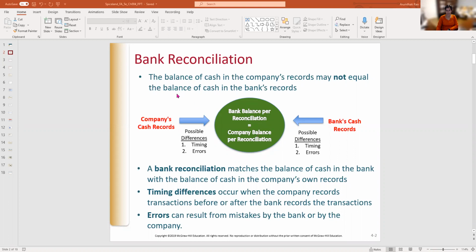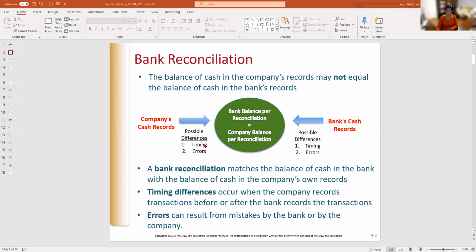So what we look at over here is the balance of cash in the company's record may or may not be equal to the balance of cash in the bank records at the end of each month. We prepare a bank reconciliation statement to reconcile the two balances. The two most common reasons why we have differences are timing differences and errors.